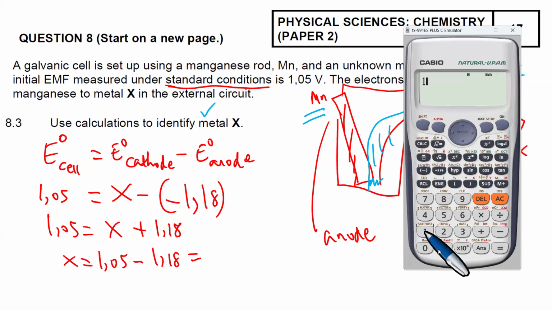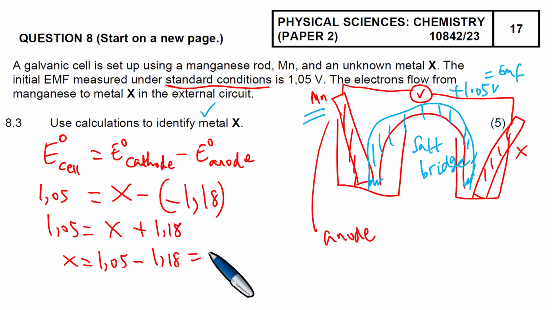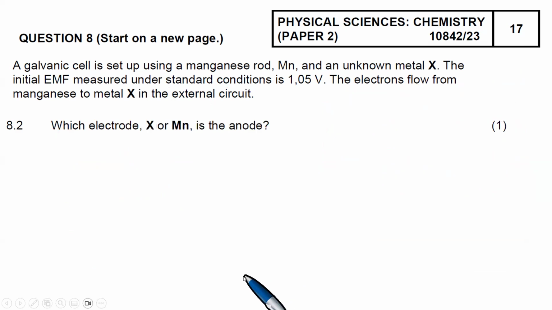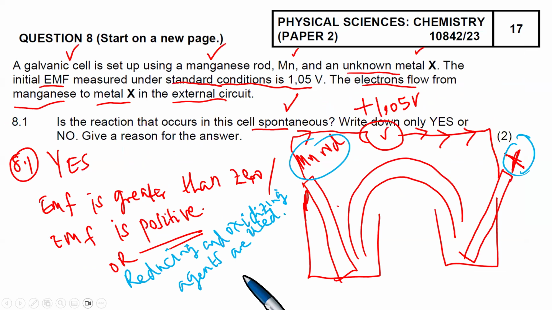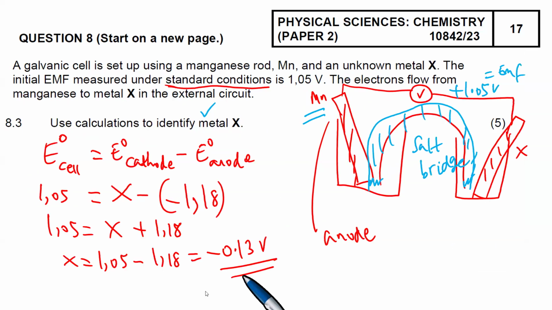So now you take the 1.05 and you minus 1.18, and therefore what is the answer? The answer is actually minus 0.13 volts. The question we are asking, if it is minus 0.13 volts, what kind of metal is X? Remember this number here, because if it's minus 0.13, you need to look for minus 0.13 in the table.